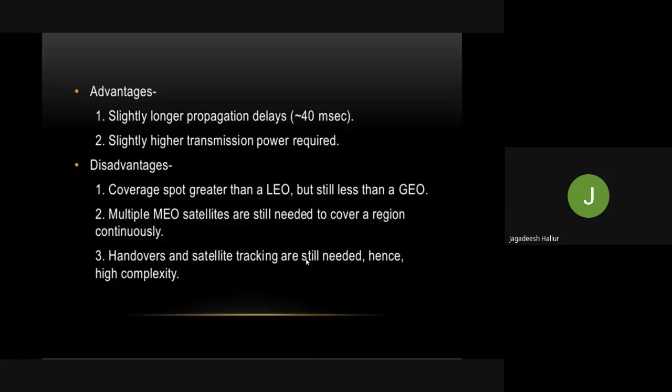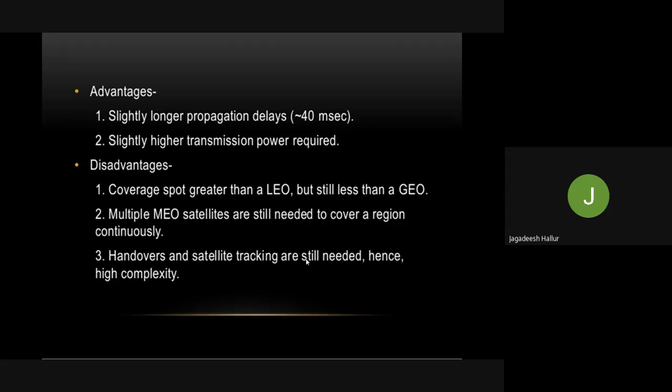Next, what are the advantages of medium Earth orbit? Slightly longer propagation delay, approximately 40 milliseconds. As compared to low Earth orbit it is slightly longer delay. As the height increases, the delay increases.